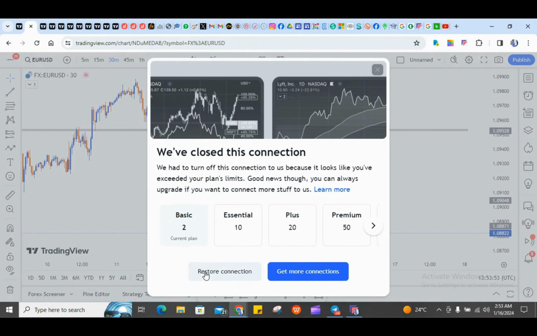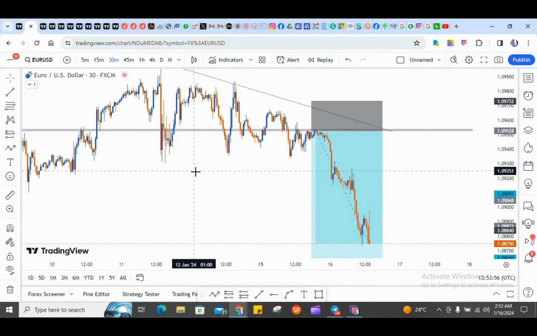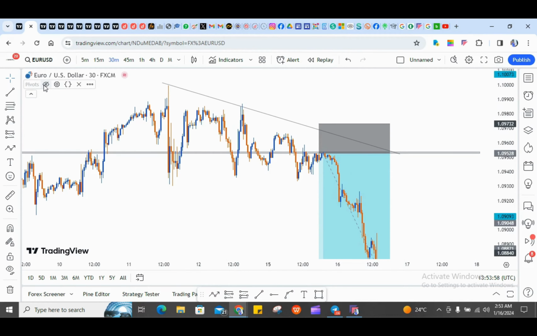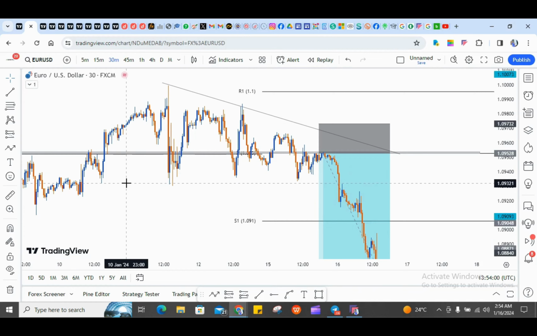Let's use EURUSD. Now, thank God this is a downtrend. As you can see, let me switch on the pivot points. It's on right now. What are you seeing here?